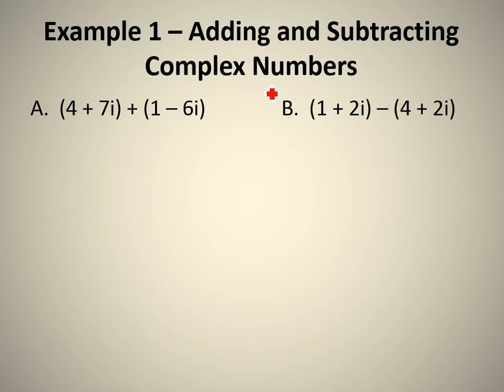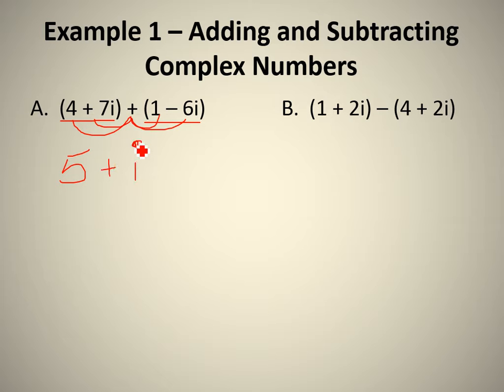But in terms of just adding and subtracting, if you take a look at part A, I'm going to take this complex number and add it to this complex number here. So to do that, first I'm going to do 4 plus 1, which is 5. And then I'm going to add 7i plus -6i, which would just be plus i. So you get something like that there.